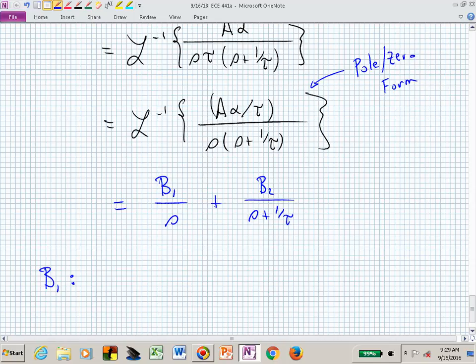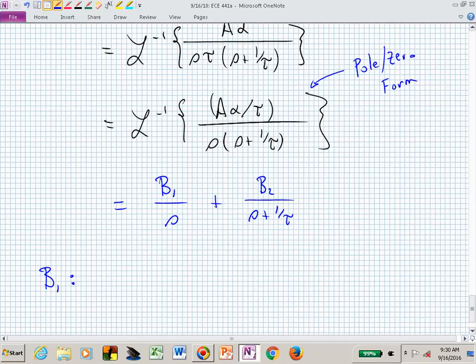How do we find B1? We multiply every term by its denominator factor, which is s, and we let that factor vanish, or we set s equal to the value that will cause that to disappear. And in this case, it's easy. That's s equals 0. If we multiply everything by s and let s equal 0, the B2 factor goes away because we've annihilated that by setting s equal to 0.